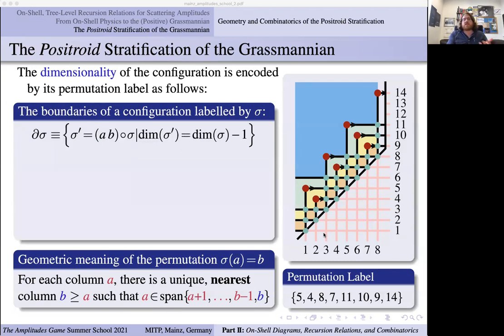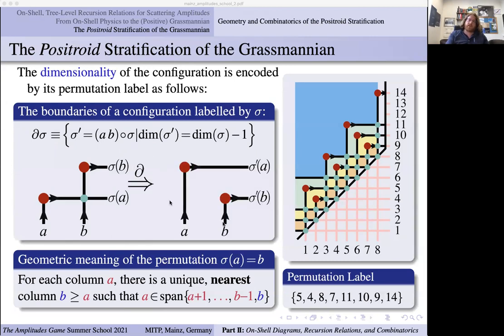And so in particular, you could say that the boundary of a configuration are all those configurations labeled by a transposition such that the dimension drops by 1. And this is very easy to understand. If you have any A and B, not just adjacent ones, but any one, if we transpose the images of A and B and we delete 1 dot, we get a configuration whose dimension has been dropped by 1. And we can think about that as being on the boundary of the original configuration.